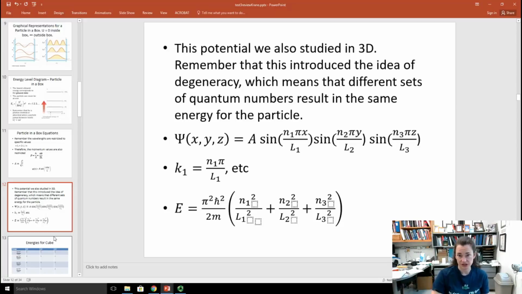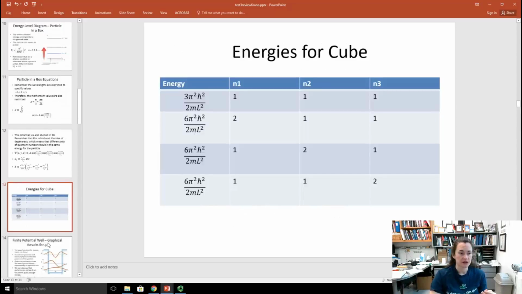Now the degeneracy happens like this. Let's say that we do have a cube, for example, and L1 equals L2 equals L3, and I'll just call them all L. Okay? In the ground state, n1, n2, and n3, or nx, ny, and nz, would all be equal to 1. Now, if you go up to the first excited state, you could have a combination of quantum numbers like n1, n2, and n3 respectively being 2, 1, 1, or 1, 2, 1, or 1, 1, 2.